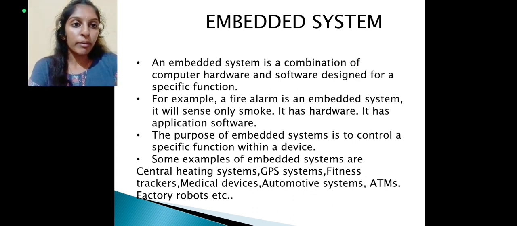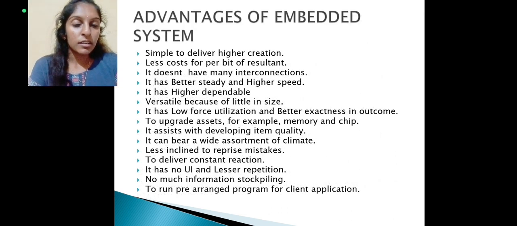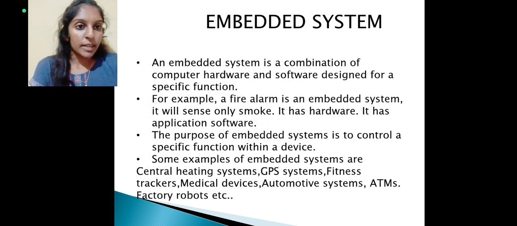Next, the purpose of an embedded system is to control a specific function within a device. Some examples of embedded systems are central heating systems, GPS systems, fitness tracking, and medical devices. GPS systems help with tracking, fitness trackers are nowadays used in smartwatches, and then ATMs and factory robots, which are composed of both hardware and software.